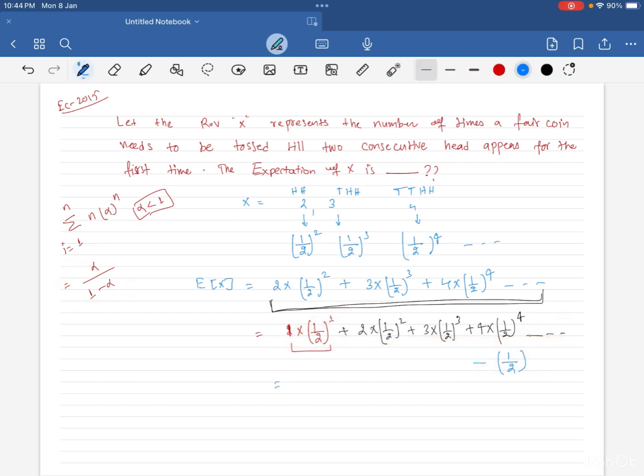That is, alpha is 1 by 2 divided by, so here we have square also, 1 minus 1 divided by 2 square, and minus 1 by 2, right? It is going to be 1 by 2 into 4 divided by 1, and this is going to be minus 1 by 2, so it is 2 minus 1 by 2, that is 1.5, right? So the correct answer for this is 1.5. Okay, now let's move to the next question.